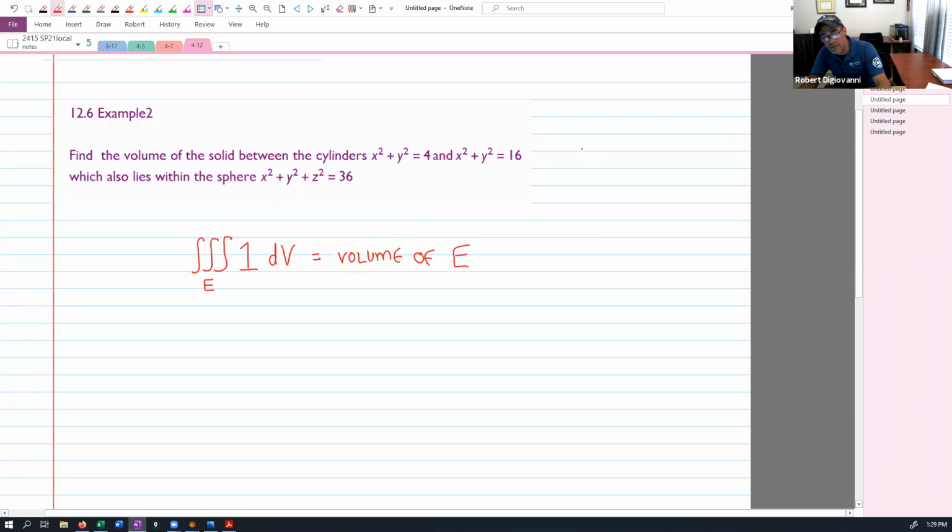Just like we learned before that the double integral over D of 1 dA is equal to the area of D, now that we're in triple integrals, the triple integral of the constant 1 function with respect to volume over this region E should give us its volume.